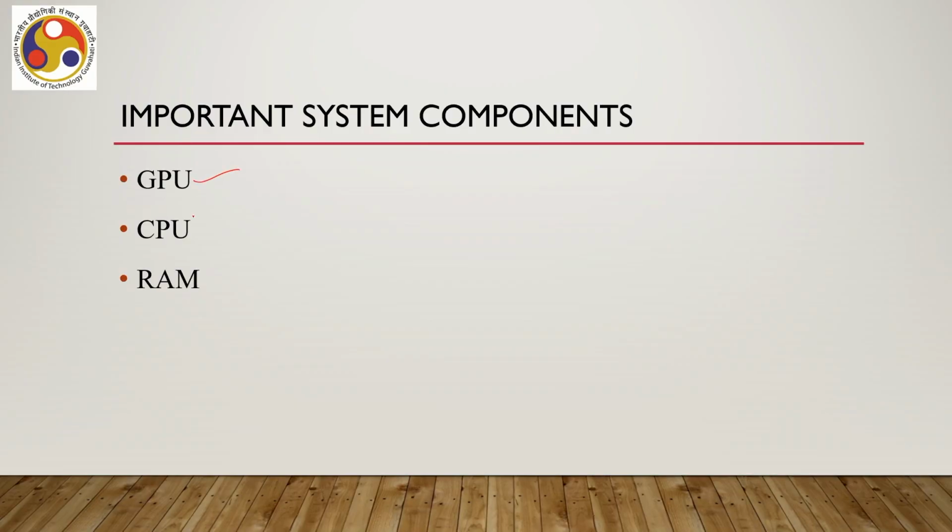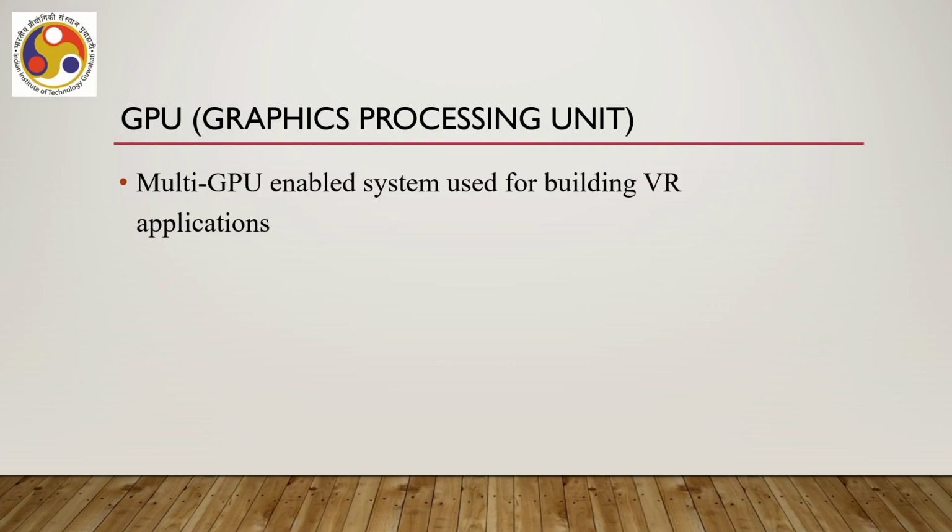Now, when we talk of processing elements or computers, the major 3 components that come to mind are the GPU, CPU and RAM. We all know the terms. When we talk of the GPU or graphics processing unit, multi-GPU enabled systems are typically used for building VR applications, and for rendering also we prefer a good quality GPU enabled graphics card.